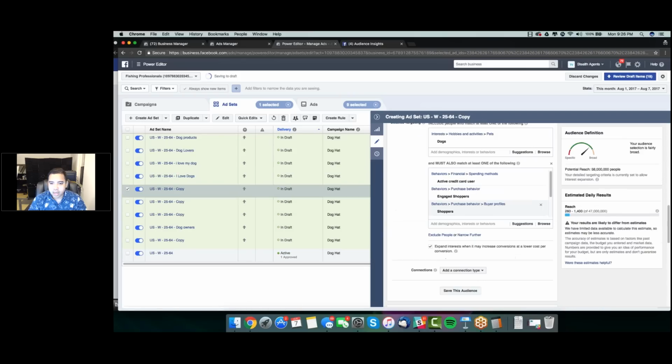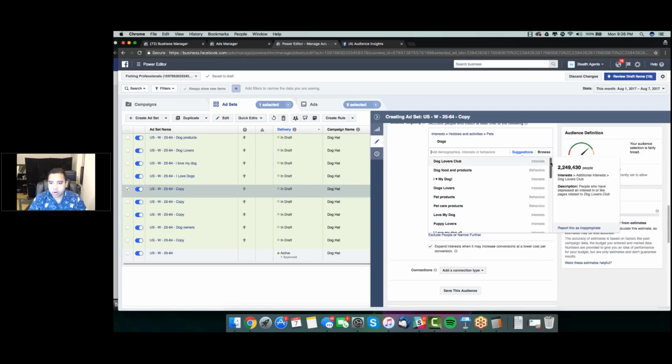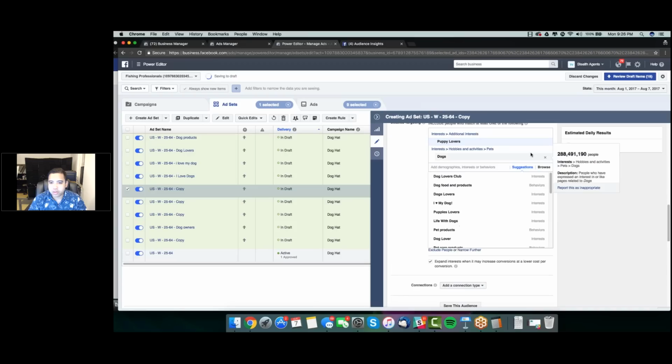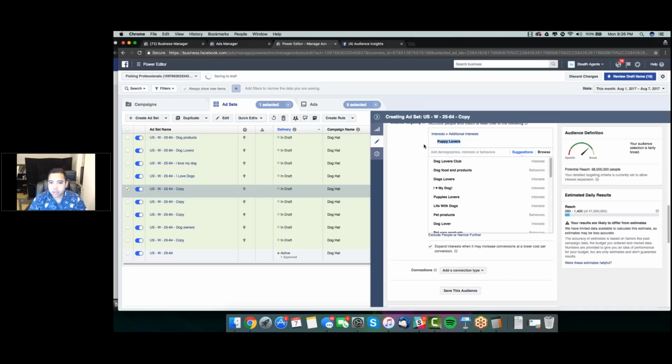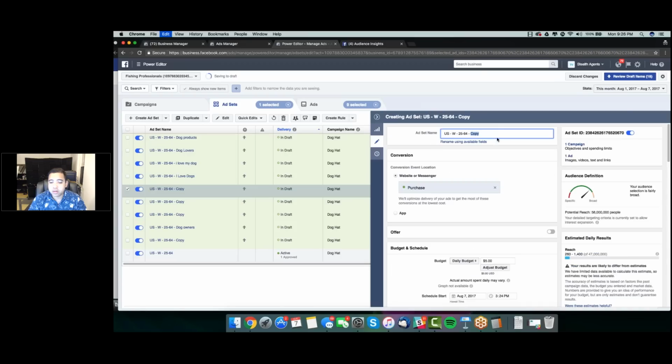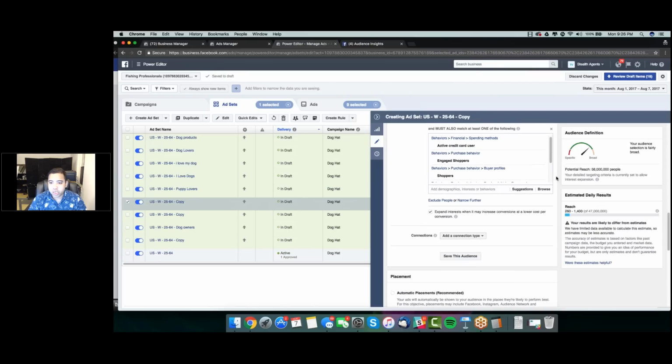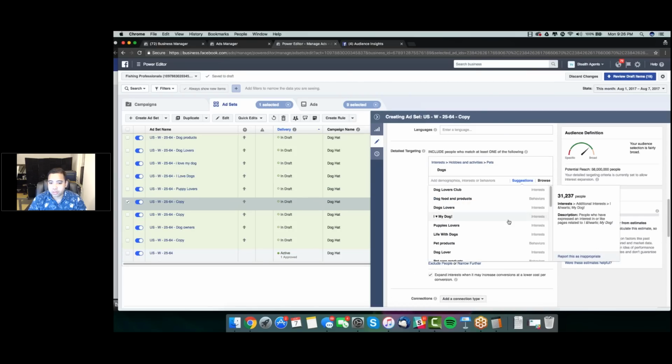Now we can try different angles. We don't have to even do dogs. We can try puppy lovers. There's 400,000 reach there. We're going to try puppy lovers. Now I'm increasing my chances of winning and finding sales and finding buyers by doing this, by reaching out and doing different angles. So now I'm going to do, let's see, pets.